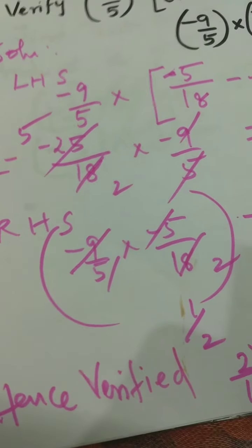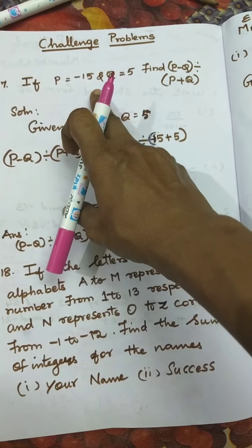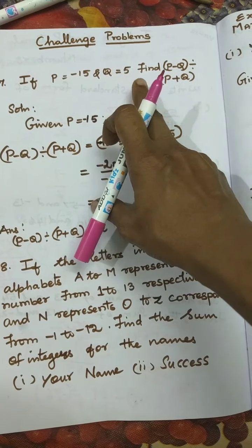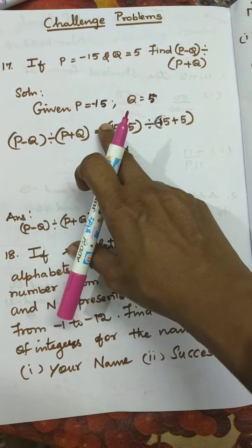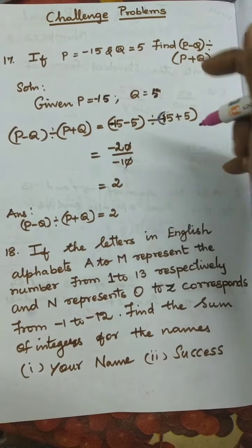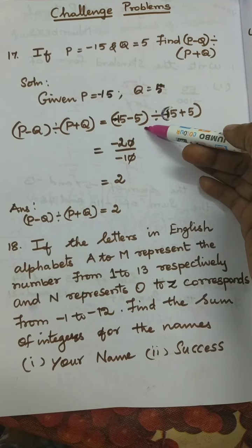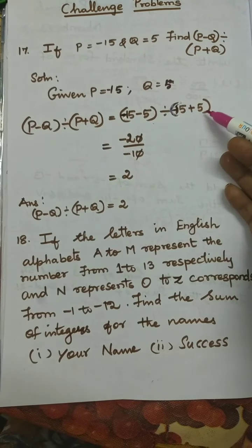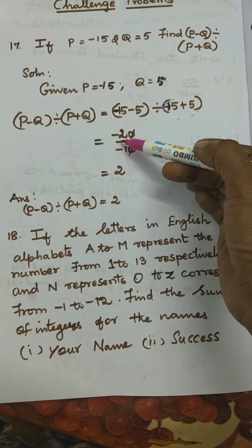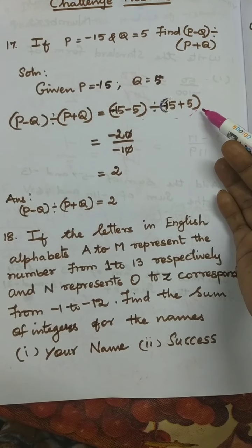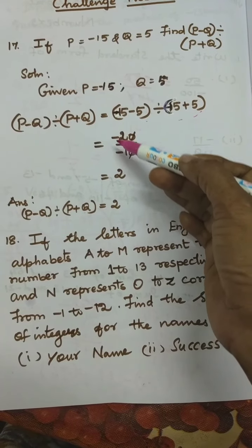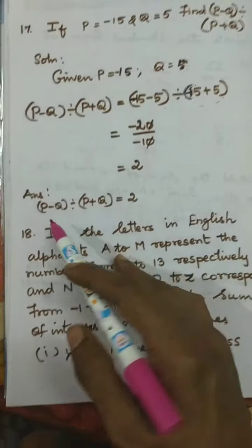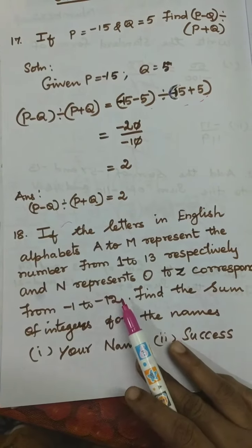Okay. You shall see the challenge problems. In this, the 17th one is: if P is equal to minus 15 and Q is equal to 5, find P minus Q divided by P plus Q. Given is minus 15 and 5. Now minus 15 minus 5 divided by minus 15 plus 5. So minus 20 divided by minus 10. Okay, now you can cancel. Minus and minus becomes plus. The answer is 2. So P minus Q divided by P plus Q is equal to 2.